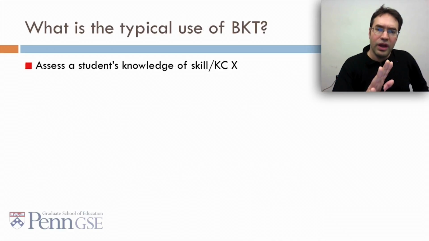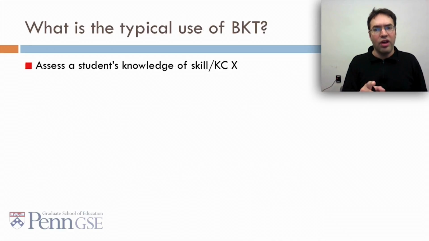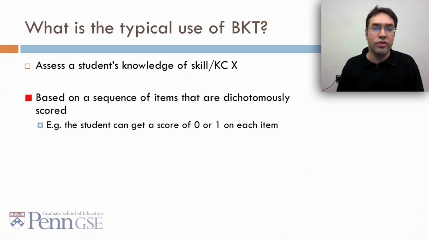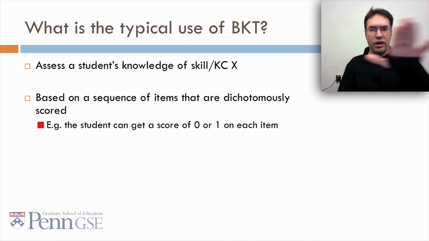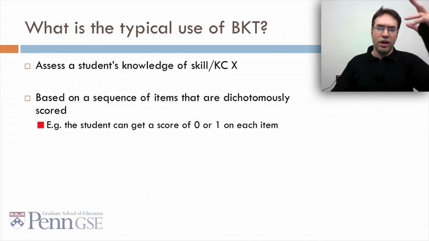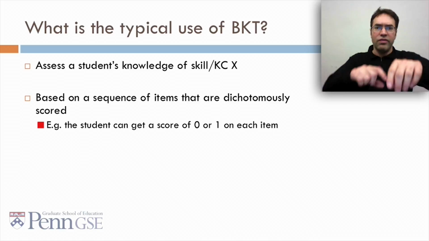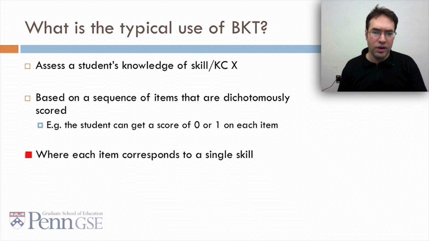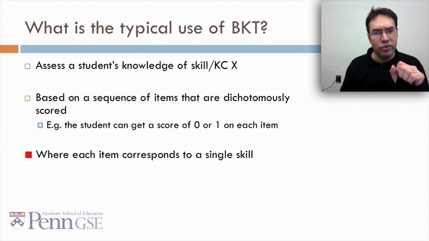What's the typical use of BKT? It's to assess a student's knowledge of a skill or knowledge component X, based on a sequence of items that are dichotomously scored, which means that the student can get a 0 or a 1 on each item, nothing in between. It turns out actually that you can use BKT even for cases where there's partial credit, but it's not the most common use. And each item corresponds to a single skill.